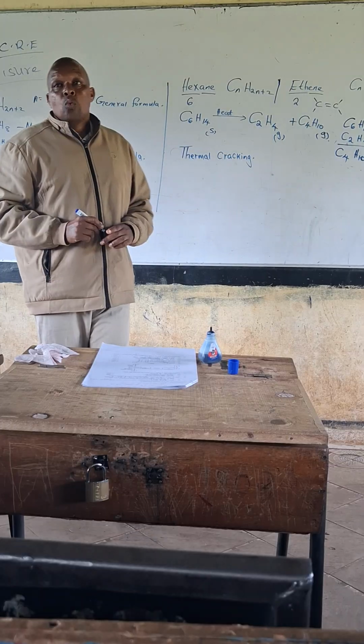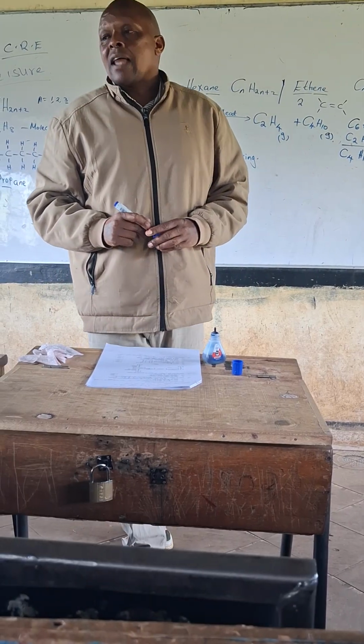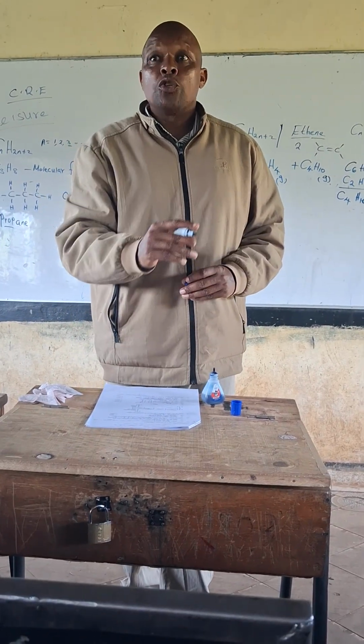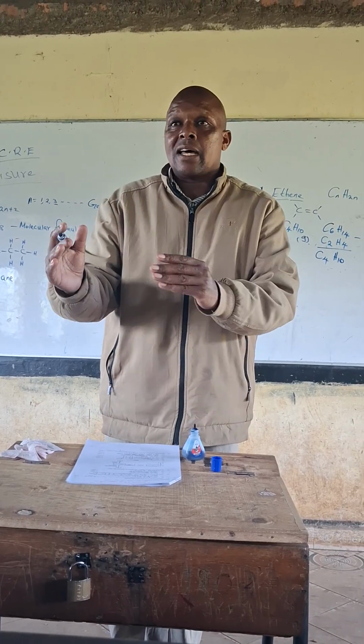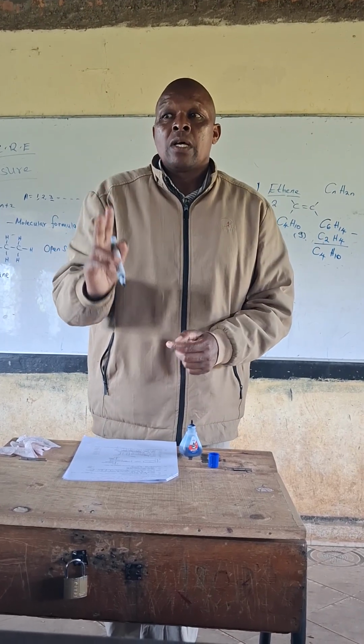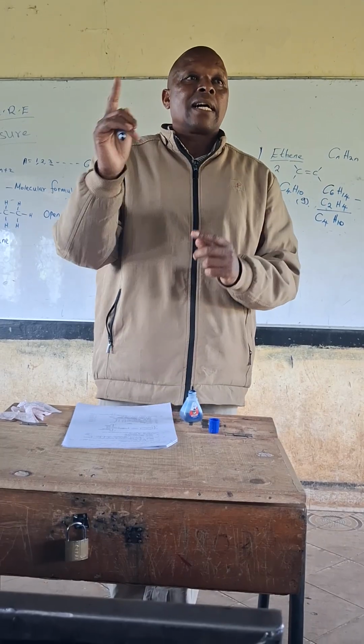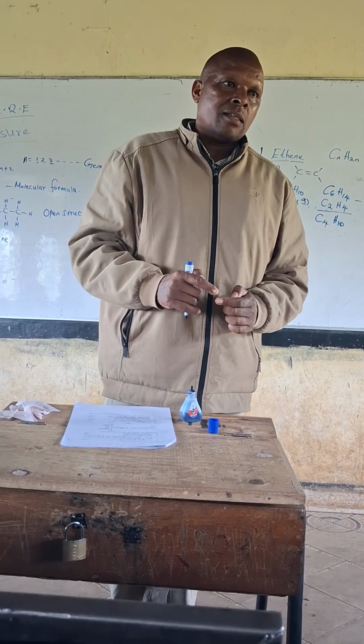We have not used a catalyst. Otherwise, if there was a catalyst there, it would have been catalytic cracking. How many types of cracking are there? There are two: thermal cracking and catalytic cracking. Okay. Done.